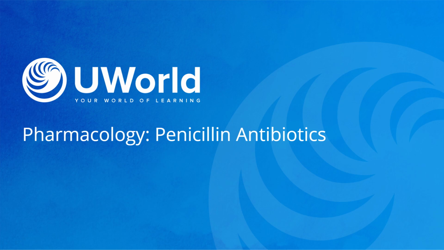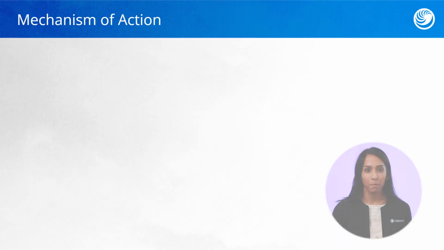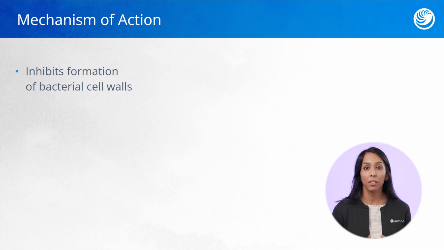This pharmacology topic is penicillin antibiotics. Penicillins are a commonly used class of antibiotics which work by blocking the formation of the bacterial cell wall. Without a cell wall, the bacteria has no supporting structure, so it will eventually break down and die.